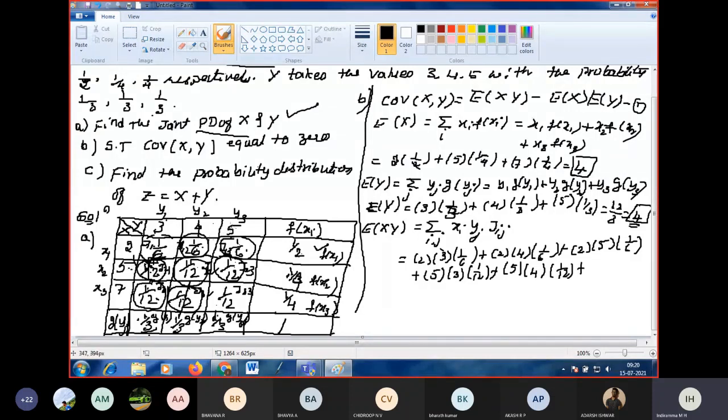5 into 5 into 1 by 12 plus, come to the third row, 7 into 3 into 1 by 12 plus 7 into 4 into 1 by 12 plus 7 into 5 into 1 by 12. Simplify this and give me the answer quickly. What will you get?